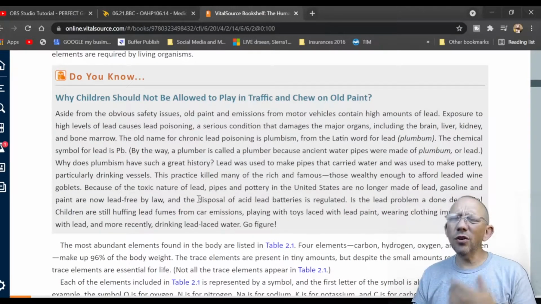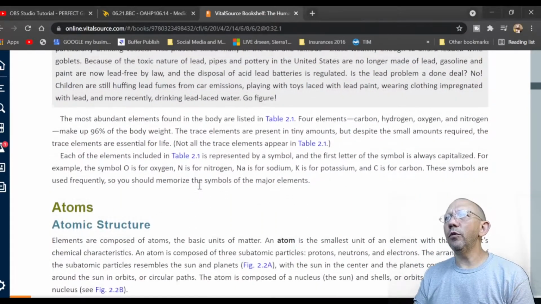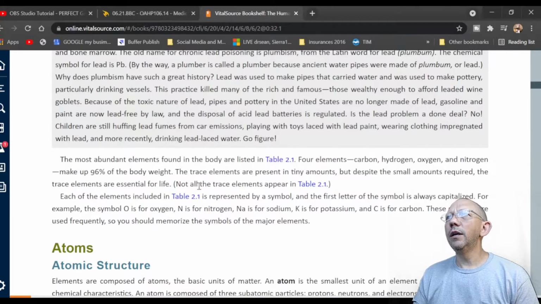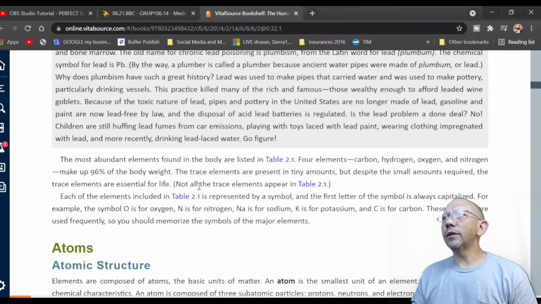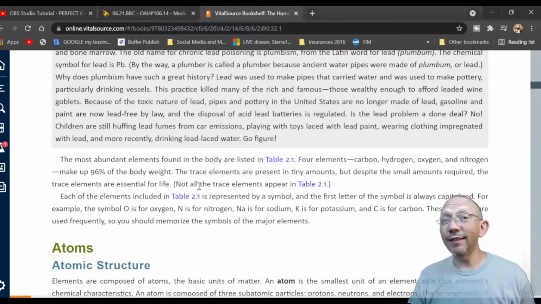So also, of course, lead's used in pipes, and that's not good. We did change some of that stuff, I hope. You know, like in Michigan, I think it is, somewhere up there. Okay, most of the elements, carbon, hydrogen, oxygen, and nitrogen make up 96%. That's what we said. That was good.